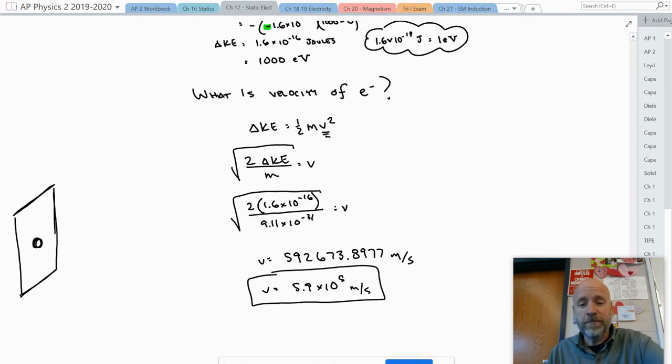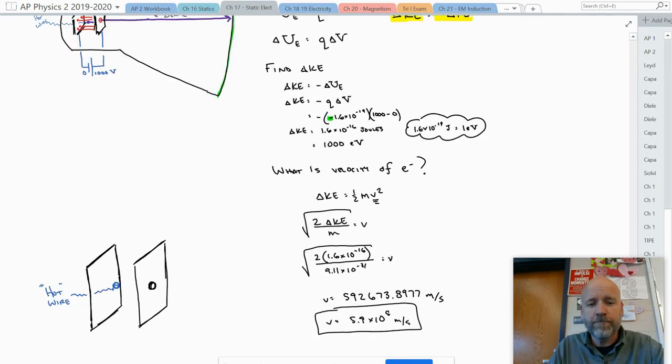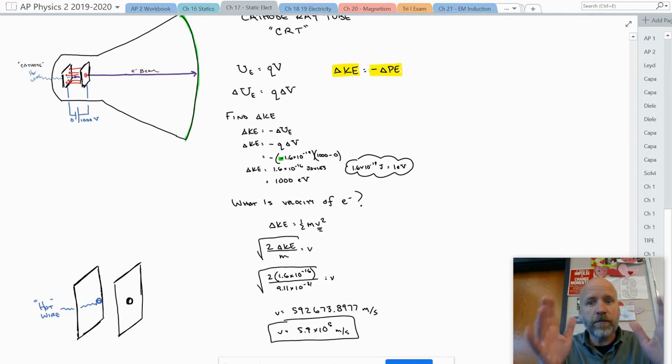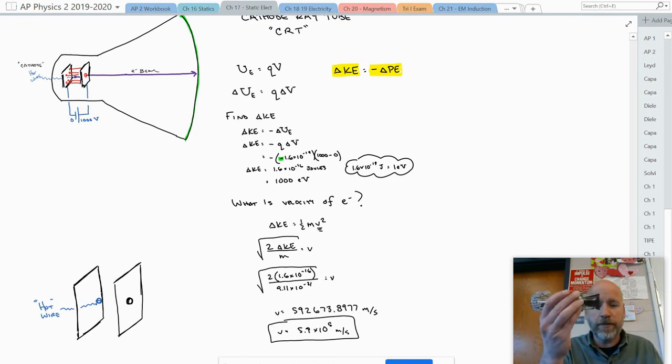What do you think? I think you got this. An accelerating voltage, a cathode ray tube, using conservation of energy to find the velocity of a fundamental particle. That's good stuff. Thanks, guys.